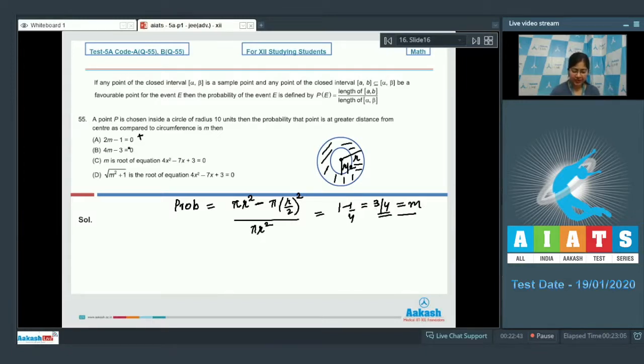So we can say option number A is incorrect, option number B is correct. Option number C says that m is a root of this equation. If it is a root of this equation, then it will satisfy it. Let's check. 4 into 9 by 16 minus 7 into 3 by 4 plus 3. This is definitely equal to 0. So it is a root of this equation. So option number C is correct.